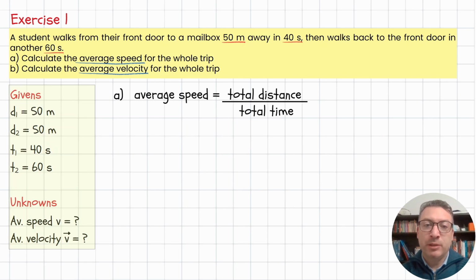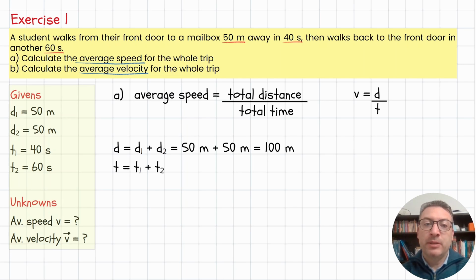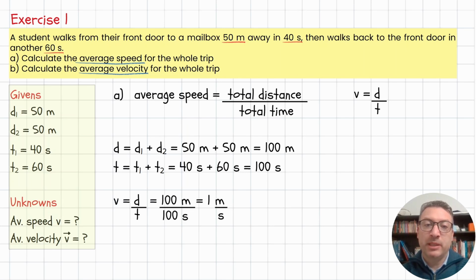Average speed is the ratio between total distance and total time. In formula, v equals d over t. To calculate the total distance we just need to sum the two distances, which is simply 100 meters. Likewise, to find the total time we need to sum the two time intervals t1 and t2, which produces 100 seconds. So to calculate the average speed we just need to divide d by t, and we find 100 meters over 100 seconds, and the result is 1 meter per second. And this is the average speed.